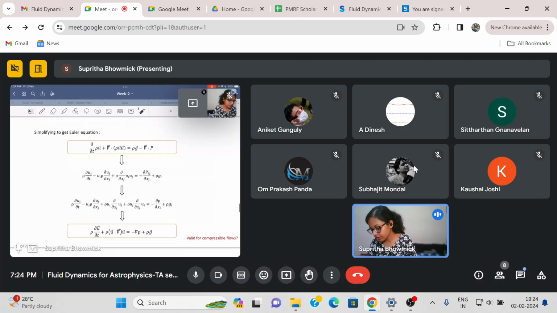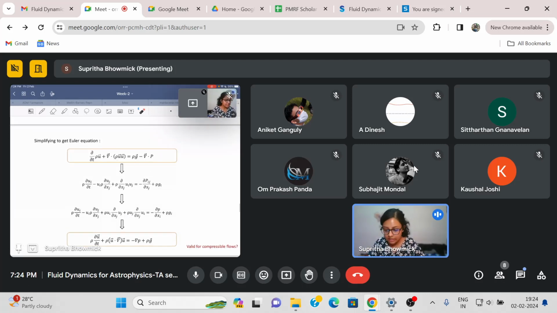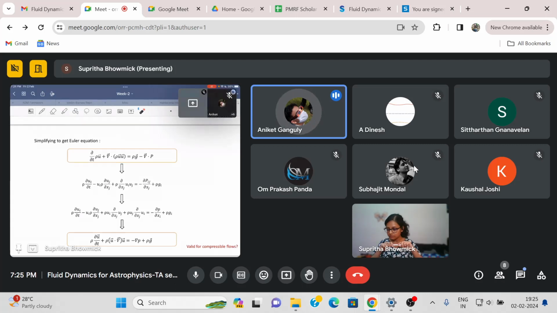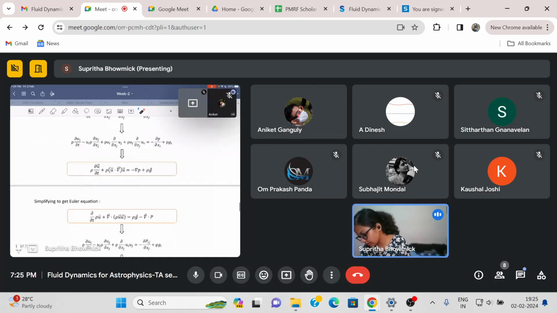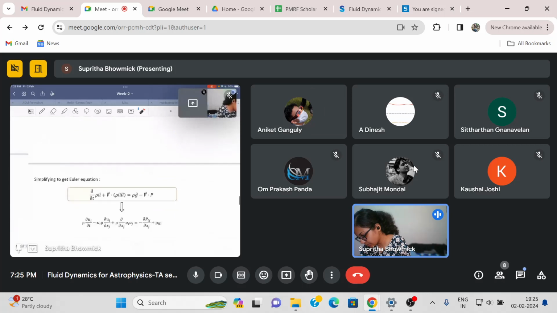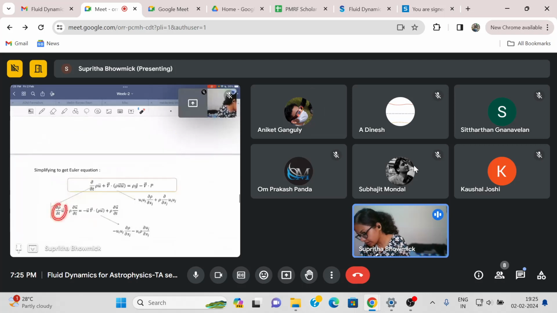Now I have a question for you. Is this equation valid for compressible flows? No, because here you are taking this rho out of the del del t, which means you're treating it as constant. That's not completely true, because I have considered the del del t of rho term.